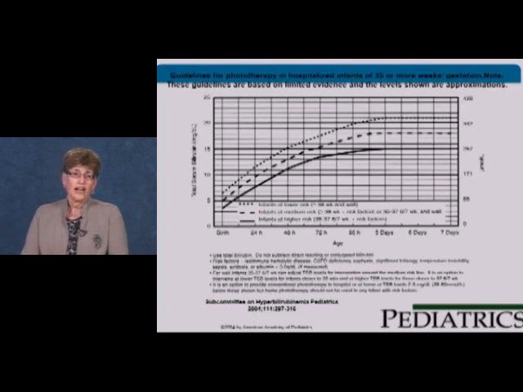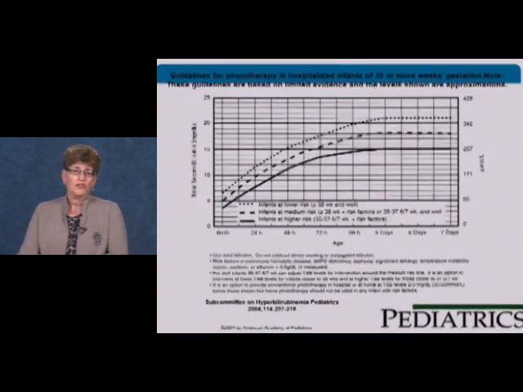These are just guidelines. They're based on limited evidence, and the levels that are shown are approximations. But it is really helpful when you have a given bilirubin on a patient to plot them here and see where they fall, what their risk factors are, and to give at least a rational approach to the initiation of phototherapy.